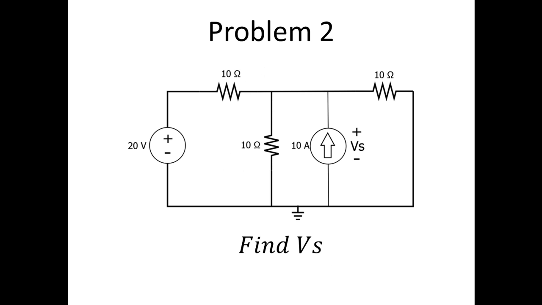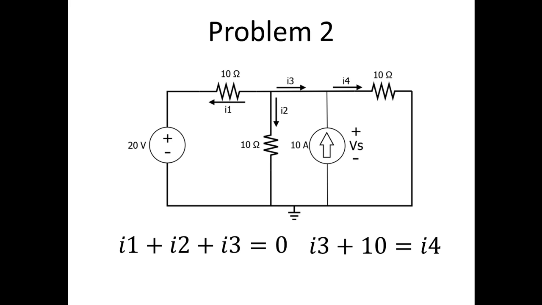Here's another example, but this time we have a current source in the middle of our problem. You still start out the same way, and we're trying to find Vs, but step one is KCL. You assign a current to every branch and write the KCL that would be true. You have I1 plus I2 plus I3 current out is equal to 0 because there's no current going in. You have I3 plus 10, current in, equals I4, current out.